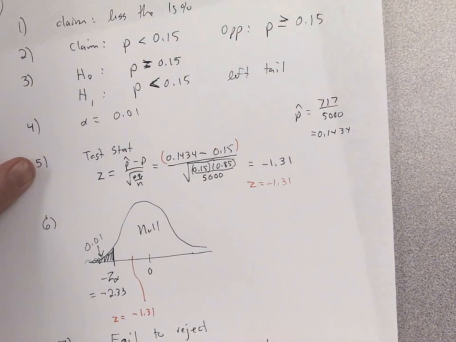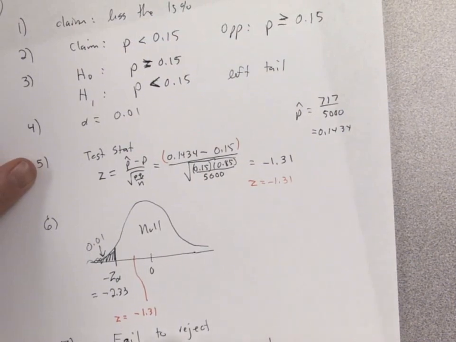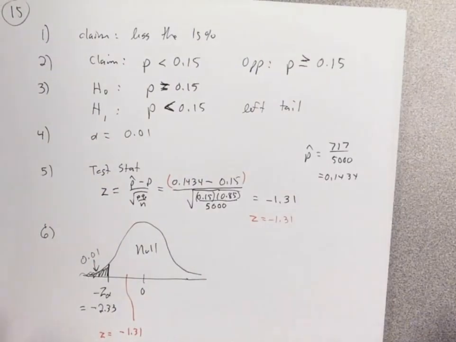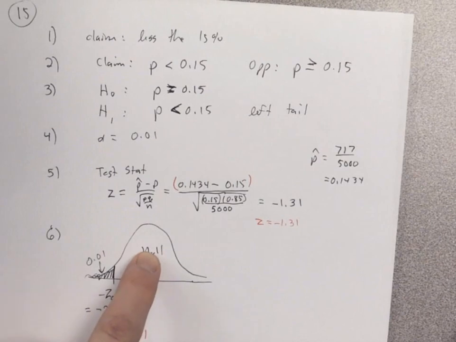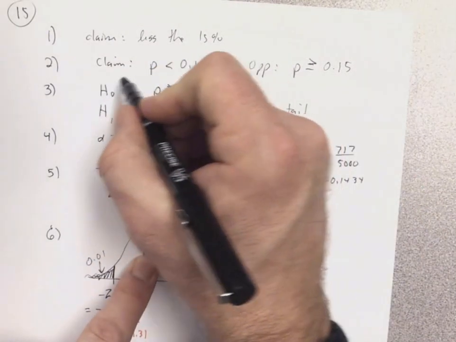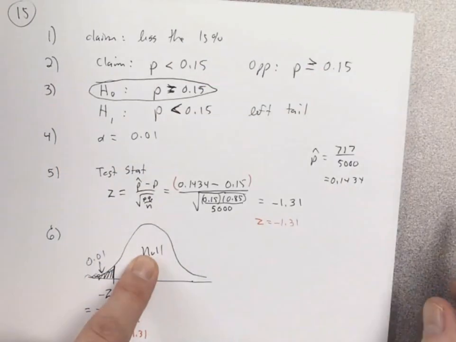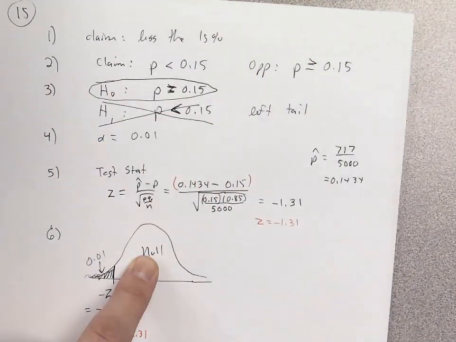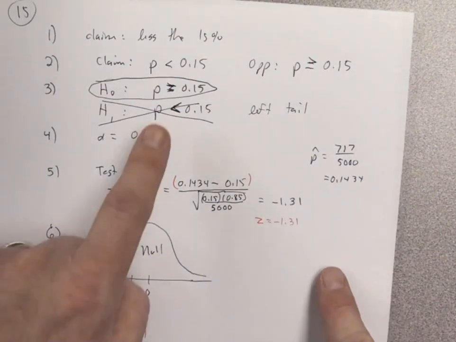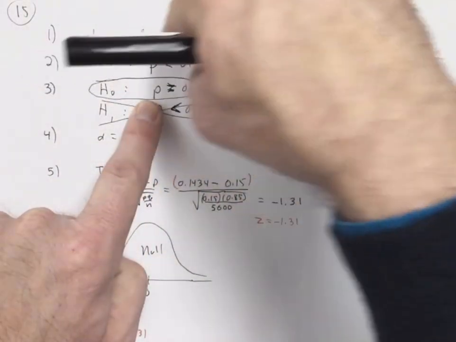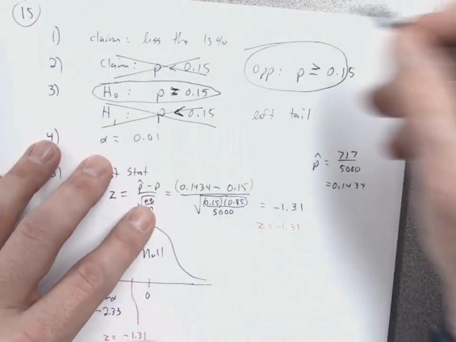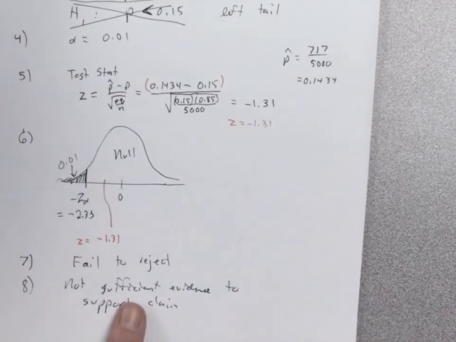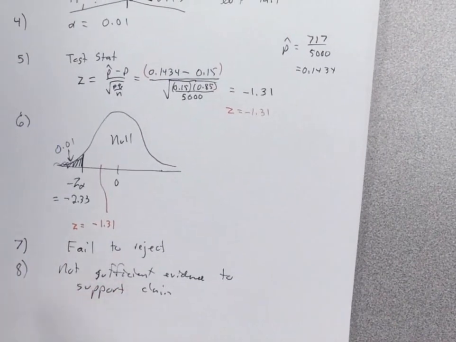Now let's make sure this is correct. I want to make sure this wording makes sense. When I go back up here, I know I'm failing to reject the null, so the null is correct because that's where I am. You guys agree I live in the null? So I'm going to circle the null. If the null is correct, then the opposite is incorrect. Let's map this back. Did the null come from the claim or from the opposite? It came from the opposite, so that means the claim is wrong. Is that what this says? Not enough evidence to support the claim, which means the claim is wrong.